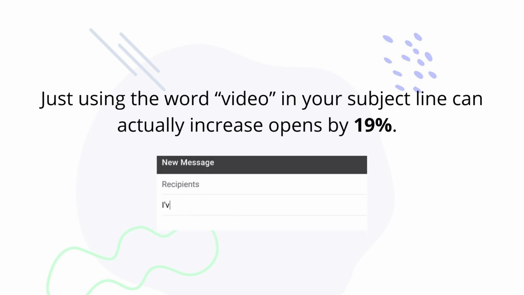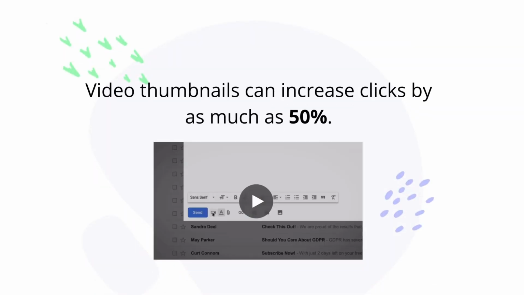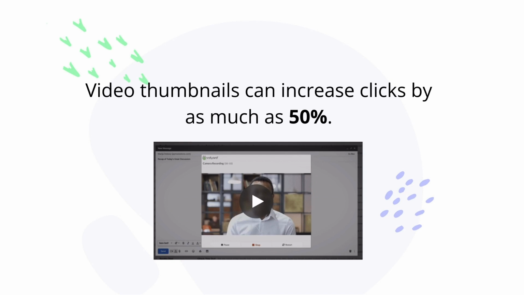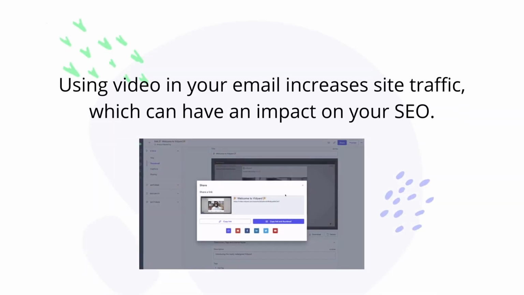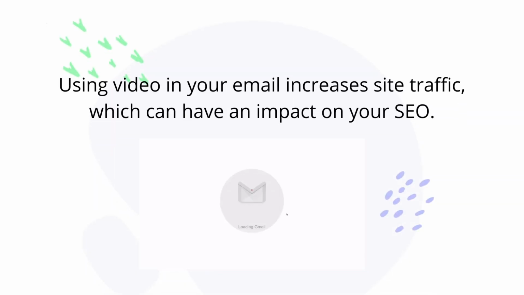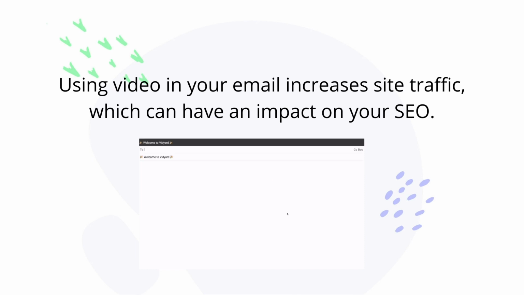And best of all, it's easy to insert and track videos in email, especially if you're using a dedicated video platform. So why should you use video in your emails? I wanted to share a couple stats that illustrate just how powerful video can be. First, just using the word video in your subject line can actually increase open rates by 19%. Second, video thumbnails can increase clicks as much as 50%. And third, using video in your email increases site traffic, which can have an impact on your SEO.